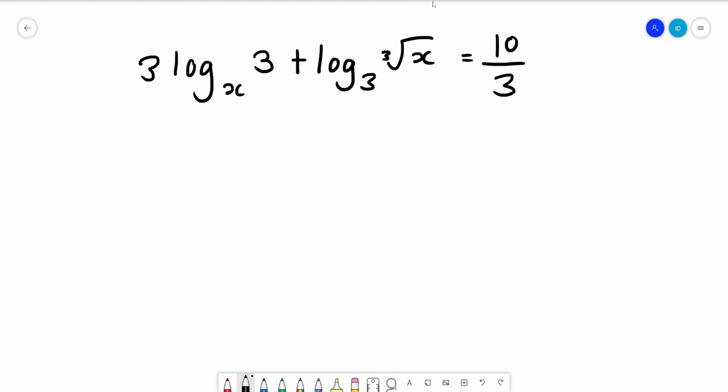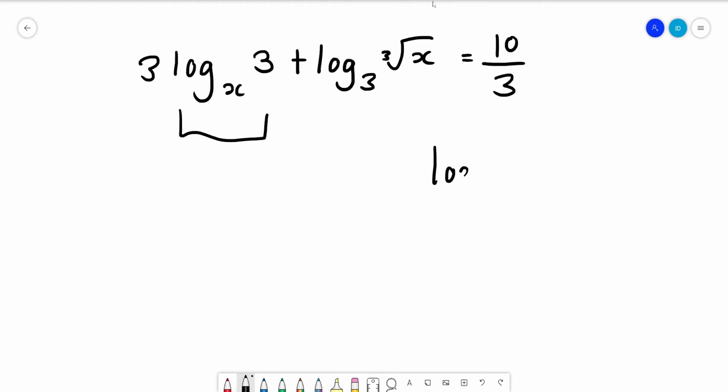Okay, so let's begin by making sure the bases of the logarithms are similar. We know that this is log base x of 3, and this will be log base 3 of the cube root of x. The problem is they can't be combined because of their different log bases. So there's a way you can change the base of the log, based on the laws of logarithms.